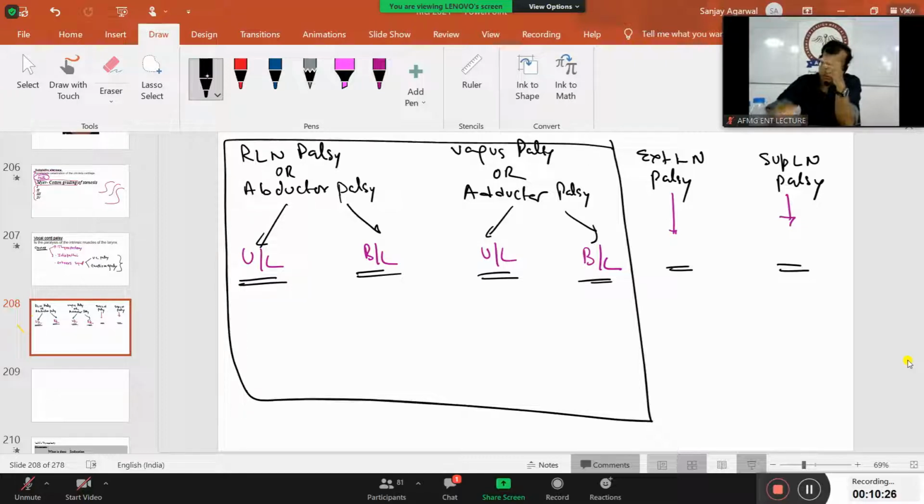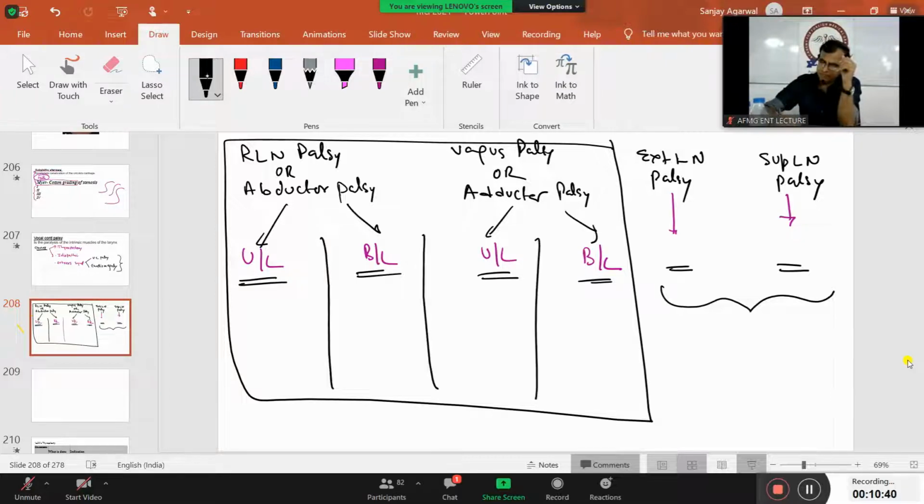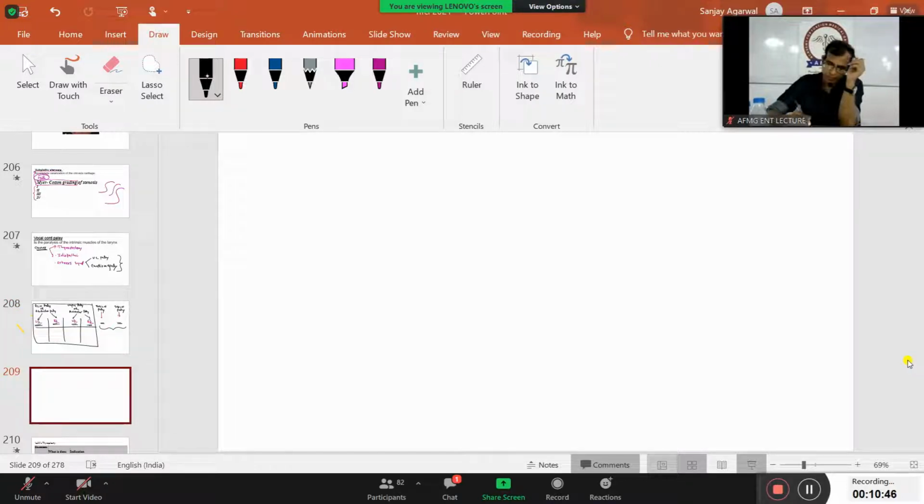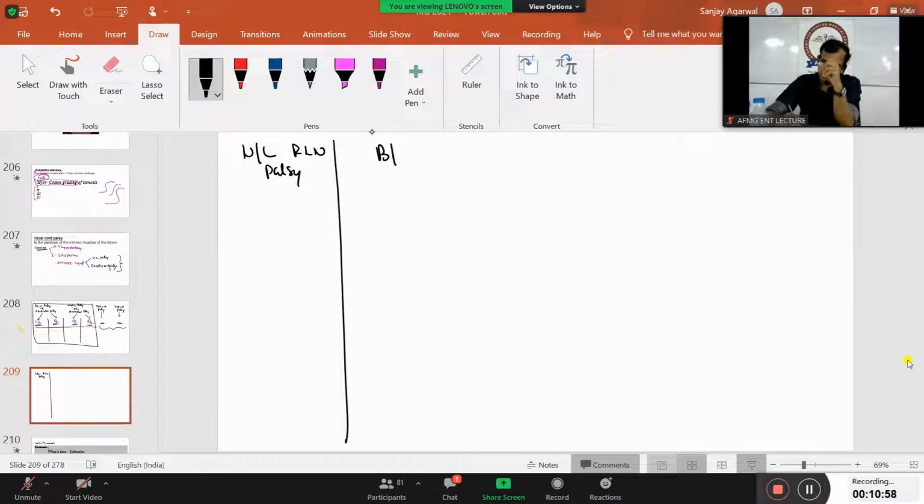These four are very, very important. So we first cover these four, and these two which are less important, afterwards we cover also. So we cover all of them: first the main ones, then the less important ones. So we have four columns like this. I'll make four columns. Unilateral recurrent laryngeal nerve palsy. Bilateral recurrent laryngeal nerve palsy, which is abductor palsy. So I'll write here abductor palsy on both sides.